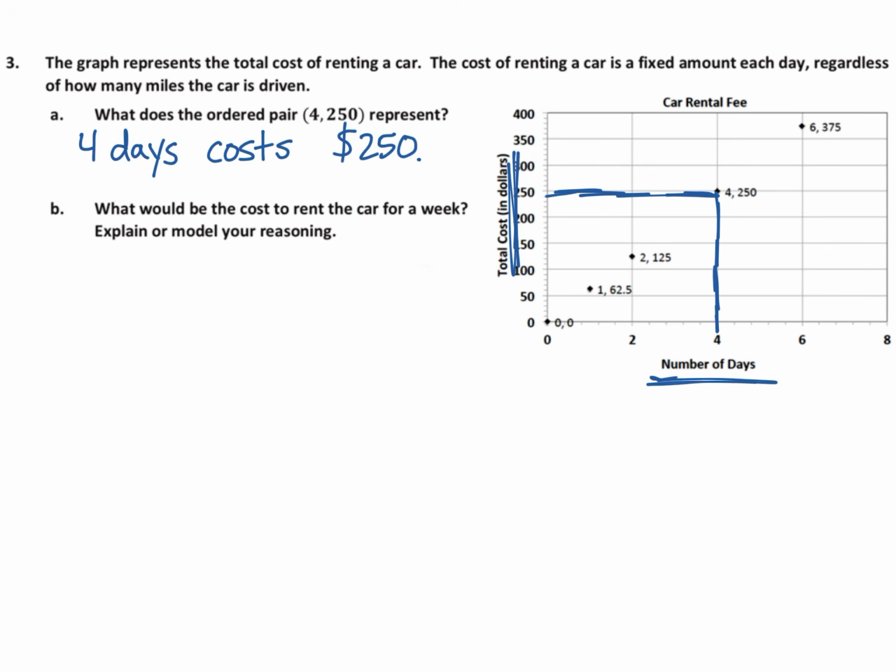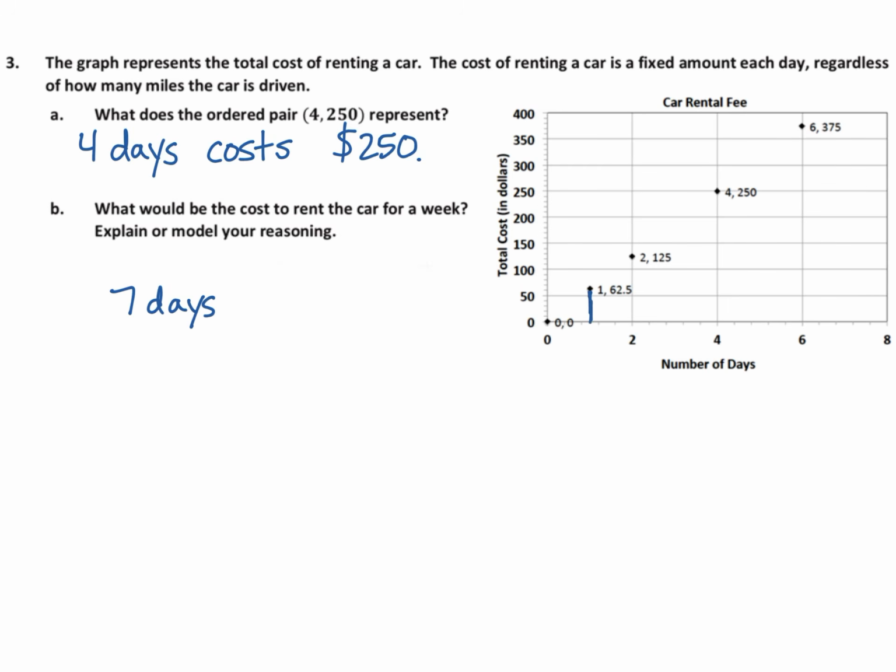B, what would the cost to rent the car for a week be? So a week is 7 days. So we know that our answer should be more than $375 because 6 days cost $375. So more days will cost more money.